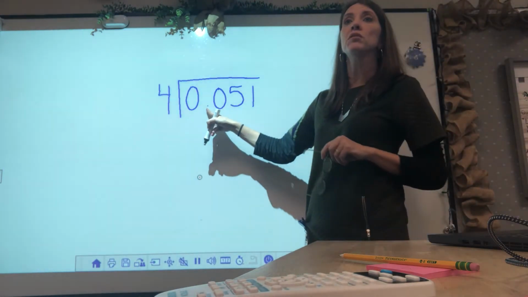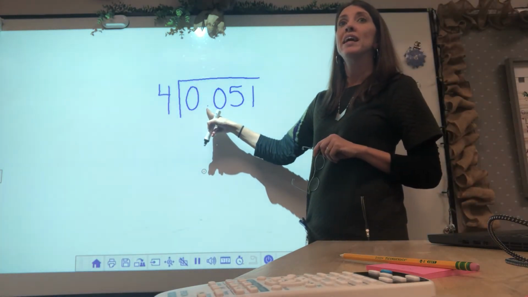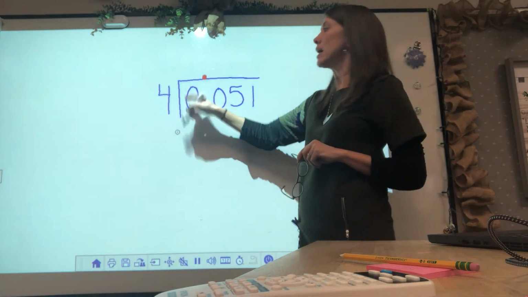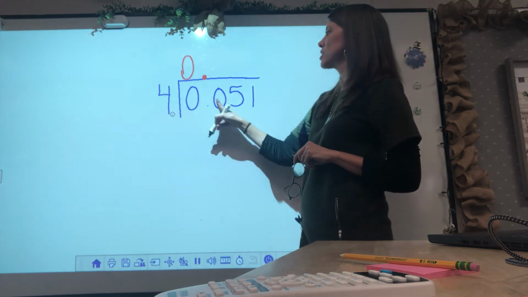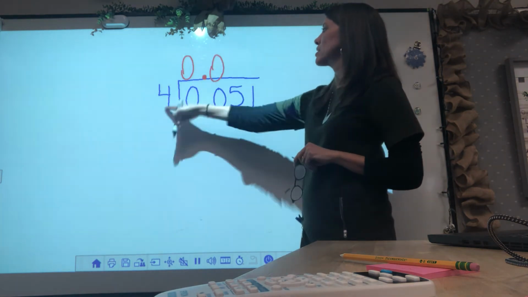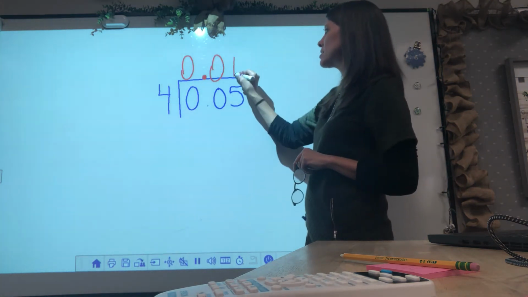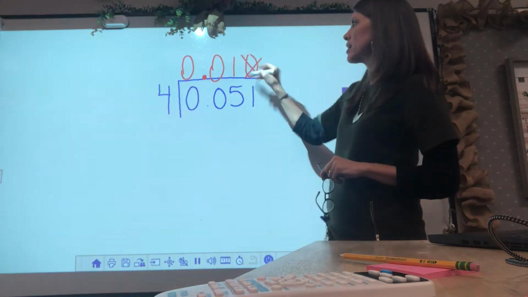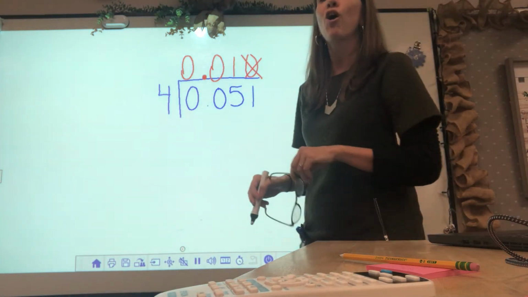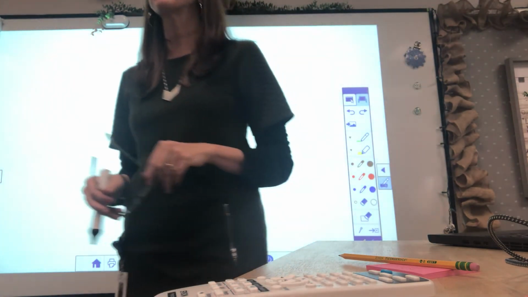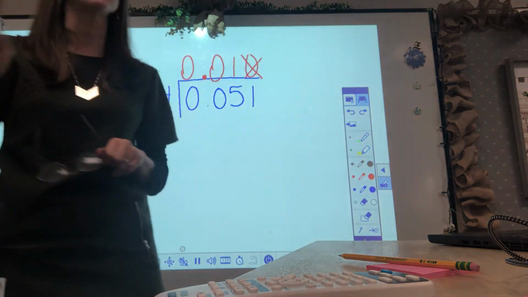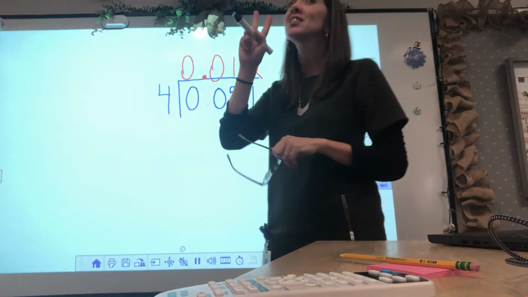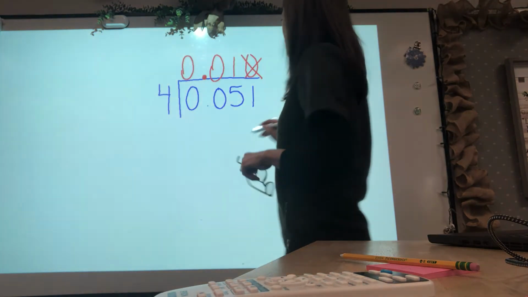First thing you do is move the decimal up. Does 4 go into 0 how many times? 0. 4 goes into 0 0 how many times? 0. 4 goes into 5 once. This becomes a 0, which you don't need in your answer, and there's your answer. Okay, put your expo markers down, and now listen to the second way that you are going to estimate decimal quotients, because there's a second way that you need to know.